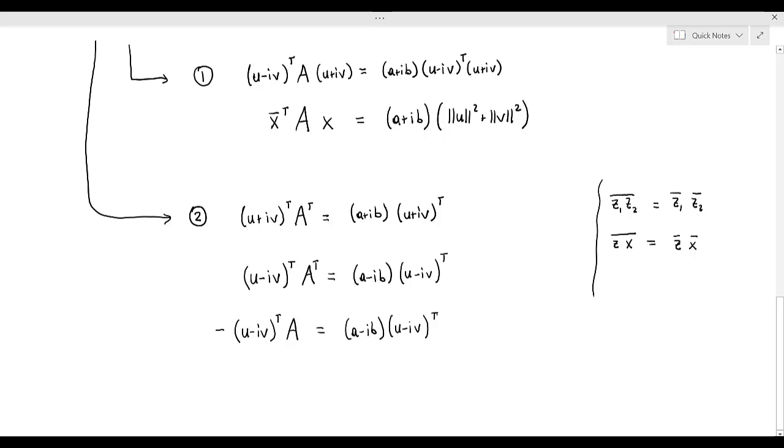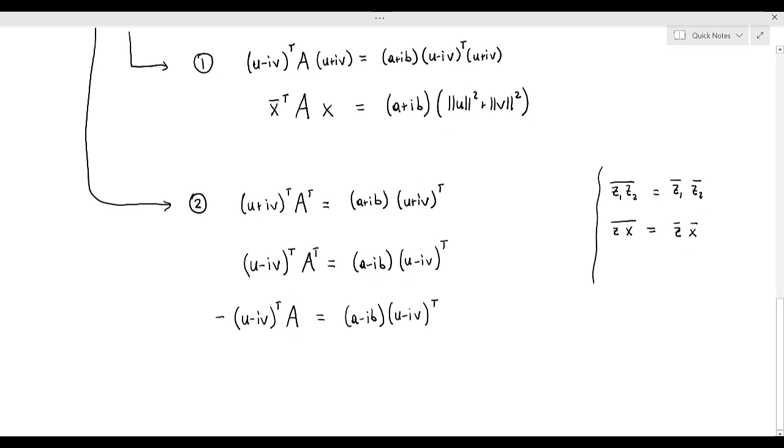Okay. Yeah, so A transpose is negative A because A is antisymmetric. And then what I'm also going to do right now, I'm going to go ahead and multiply both sides by a negative, so that I'll move that negative over to this side, okay? Now, the last thing that I'm going to do is I'm going to multiply both sides of this equation on the right by u plus iv.